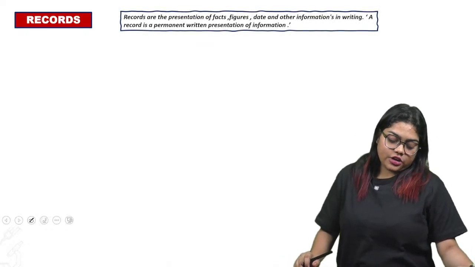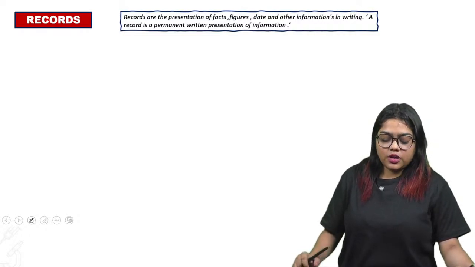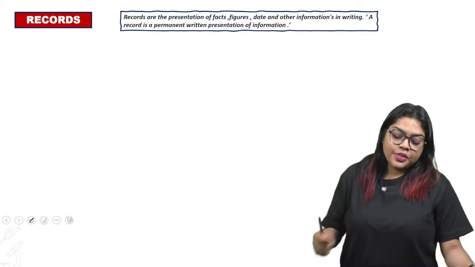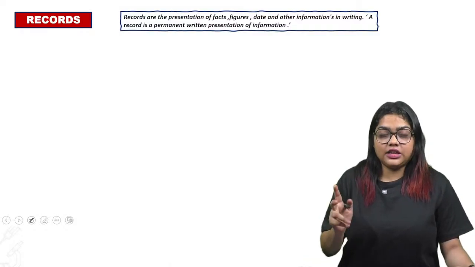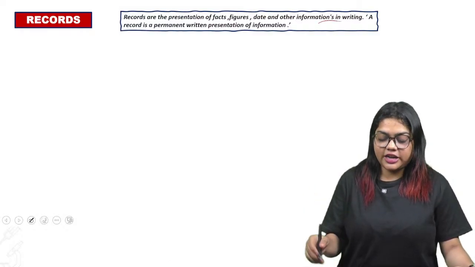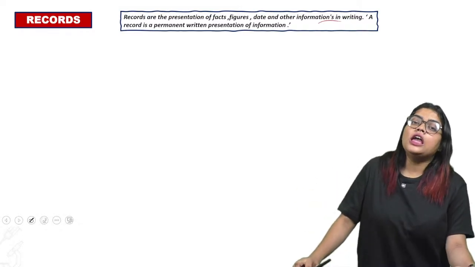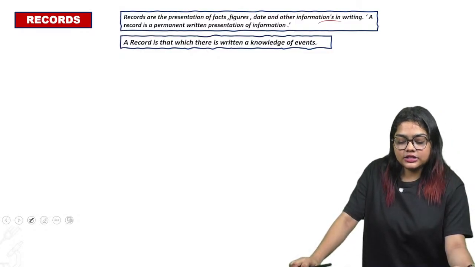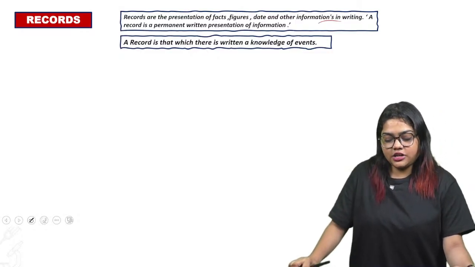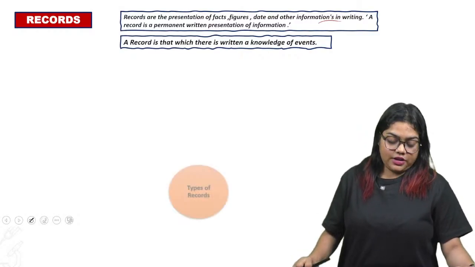So now we collect all the information from the family during the home visit with the community bag. After giving care, and after washing the hands again, we have to do the records. Okay, why are records important? First, let us know what records are. Records are the presentation of facts, figures, dates and other information in writing as evidence, and a record is a permanent written presentation of information, written as knowledge of an event.